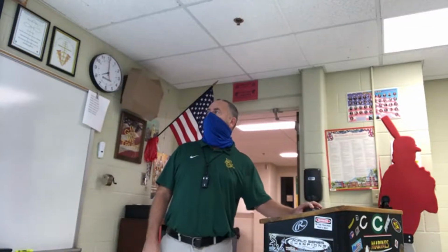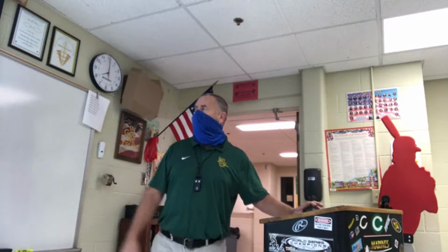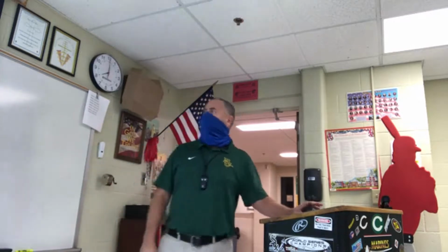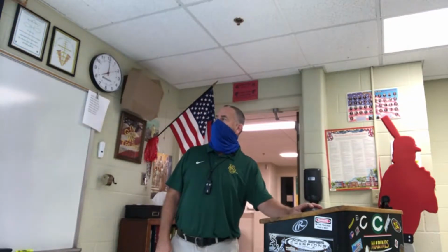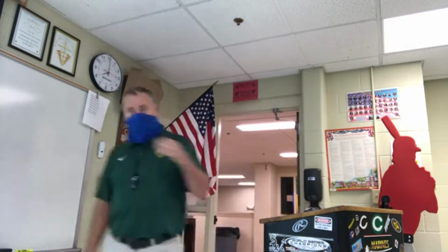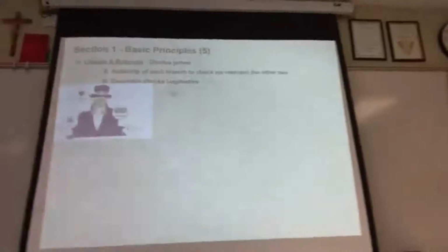This one gets in a lot more detail, so I broke down a little bit of the legislative branch, a little bit of the executive branch, and a little bit of the judicial branch. And that's what we got through and started on the fourth basic principle of the Constitution, which is checks and balances. Okay?